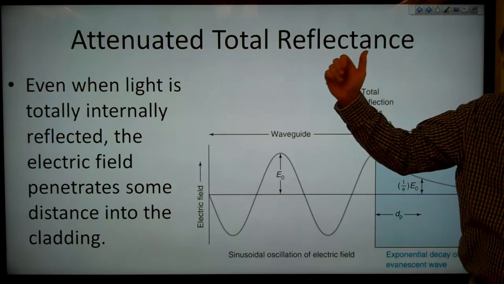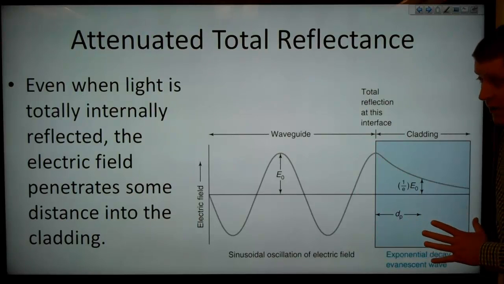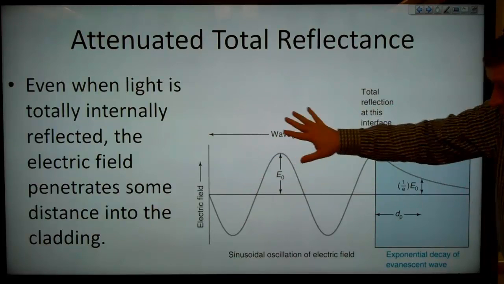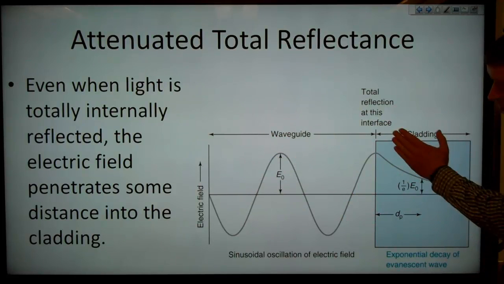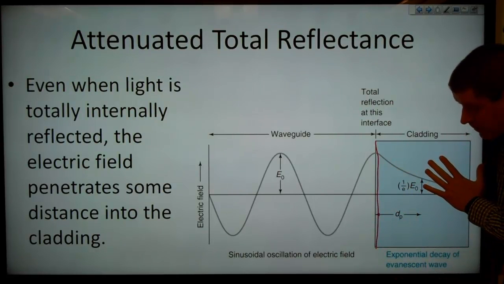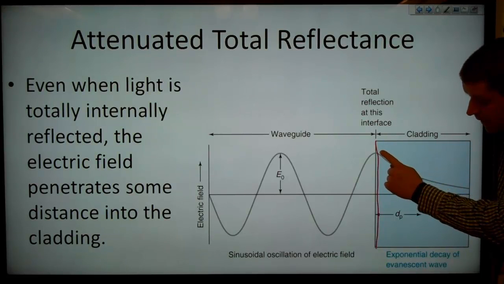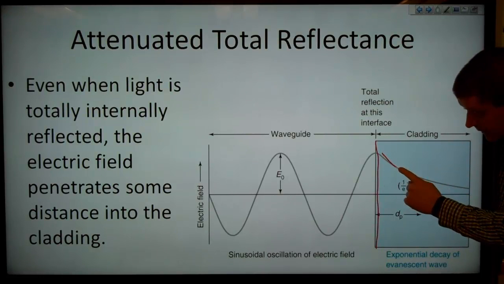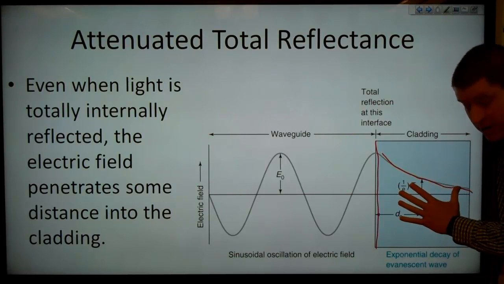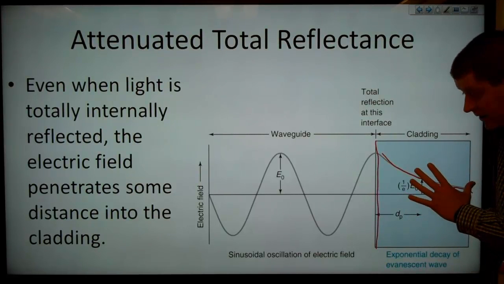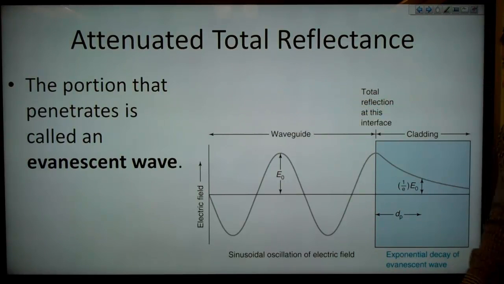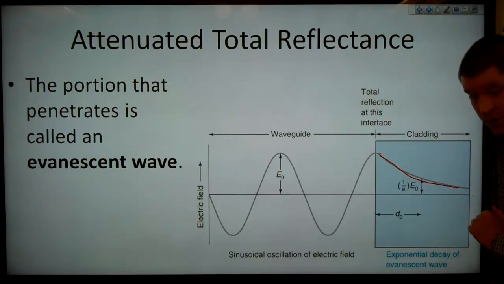We put our cladding there, in green on my picture here, and even when light is totally internally reflected, that electric field penetrates some distance into the cladding. So you can see here, we've got the waveguide, and we've got our electric field oscillating back and forth, and total internal reflectance is occurring here at this interface. And out here we've got our cladding, but that electric field decays as we go into the cladding. It doesn't just immediately drop off to 0. And we can take advantage of the fact that it doesn't drop off to 0 here. The portion that penetrates is called our evanescent wave. So that's this portion out there.